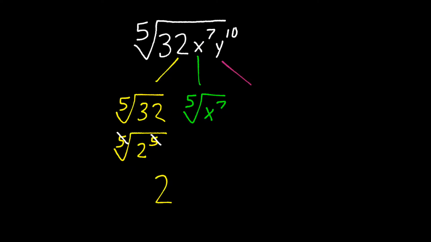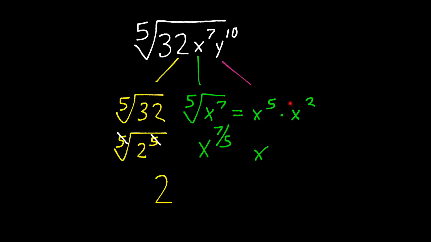So what we can do is leave it like this. Or we have a couple options. Since I'm taking the 5th root, I can rewrite it as x to the 7 divided by 5. Or our last option: x to the 7th is really x to the 5th times x squared. I can take the 5th root of this, it's just x.